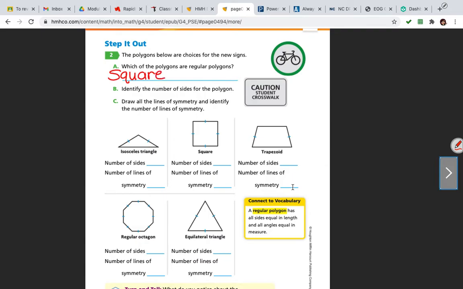Okay, the next shape, a trapezoid, is not a regular polygon. A regular polygon, all your side lengths are the same. So for a triangle, it would have to be an equilateral triangle, a square, a 5-sided shape. A hexagon would have to have all the same sides. We don't have any hexagons. A regular octagon, and it says regular right here. So we're looking for regular polygons. So we'll go with the regular octagon. An octagon is an 8-sided shape.